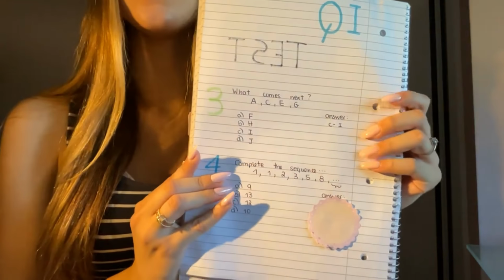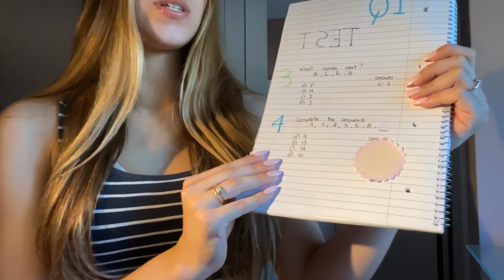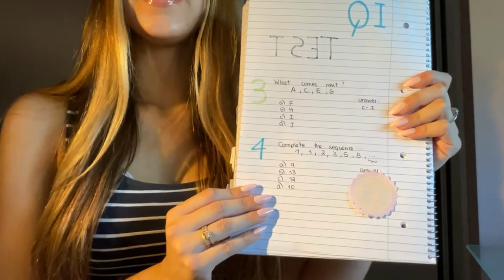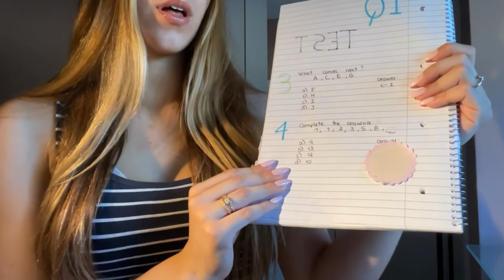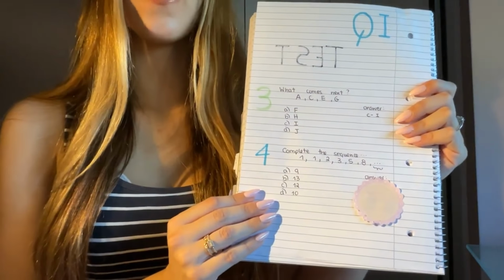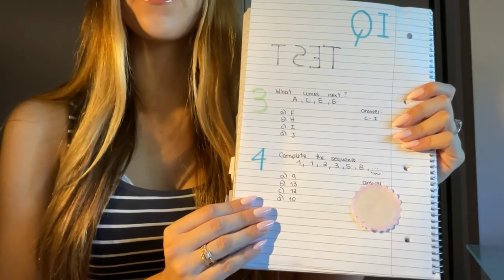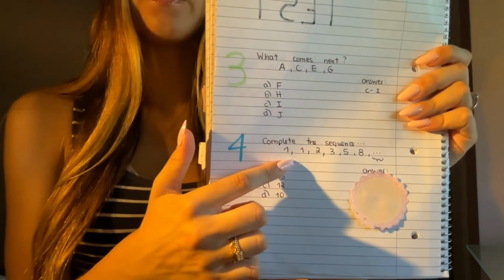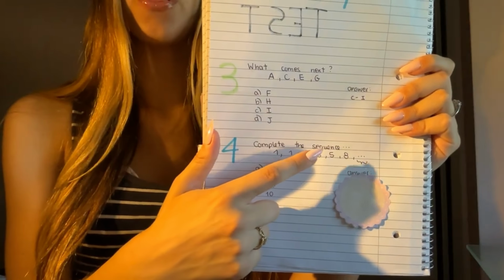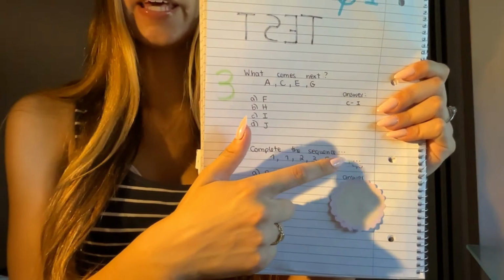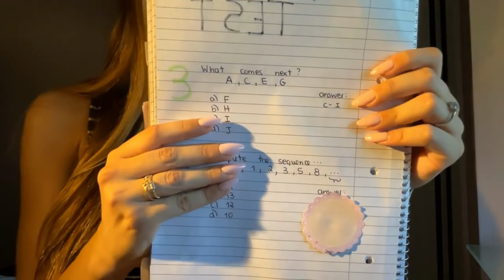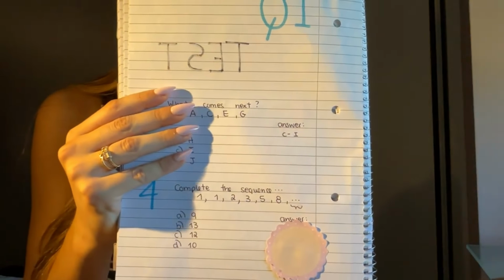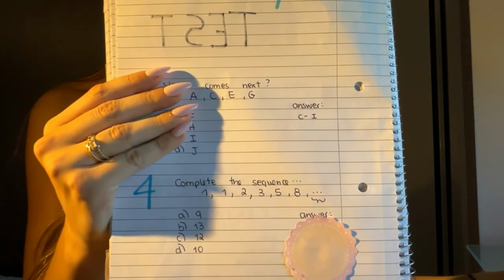So our options for this one are option A, the number 9, option B, the number 13, option C, the number 12, option D, the number 10. So we have 1 again, 2, 3, 5, and 8. What number do you think should come next? I'm going to give you some time to think.